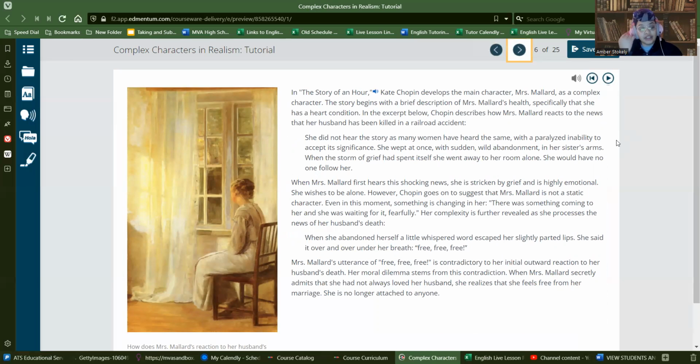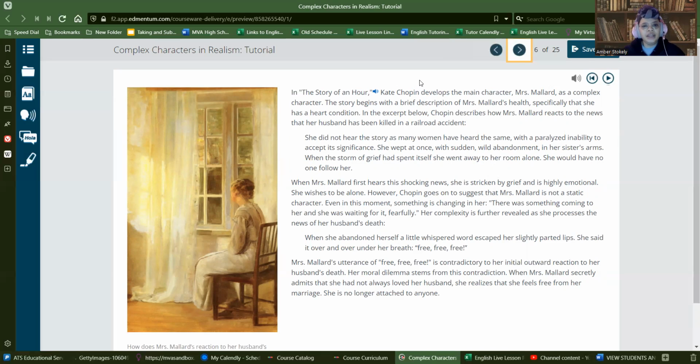So we get an example of this in a short story. So they give you the story of an hour, and there's a little button here so that you can listen to it. But generally, they give you the short points of the story. So the main character is a woman named Mrs. Mallard. And the story starts with a brief description of her health, especially that she has a heart condition. And that's in there because it will actually become important later.